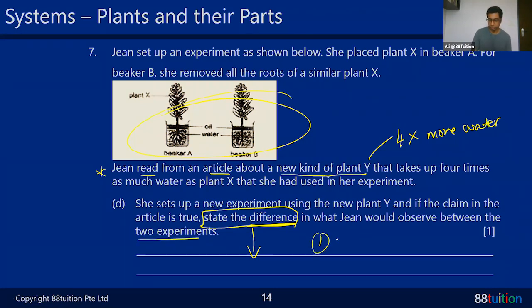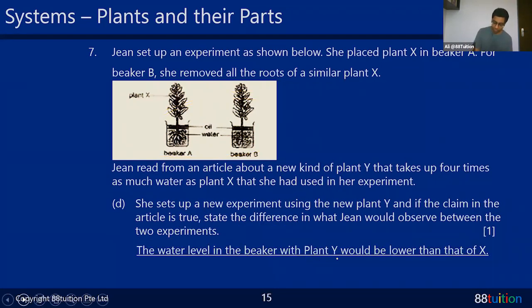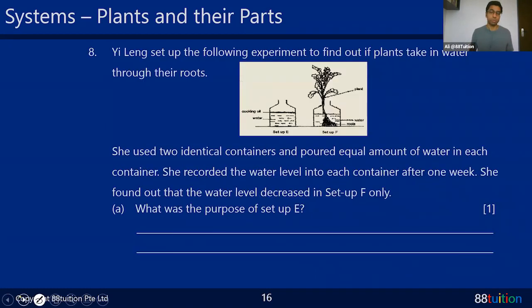Okay, experiment one, water level reduced, right? Experiment two, water level reduced a lot more. How many times more? Four times more, hopefully, because if the article is true. If the article is false, then she will not have observed more water being taken. Maybe she will observe the same amount, not four times, maybe three times. So the article is not true. But here we assume the article is true and it takes four times as much. So you just need to tell us the water level in the beaker with plant Y will be lower than that of X by four times. It is also okay if you write this down, because we already assume it's true. But of course, during the experiment, it's not exact. Roughly four times, roughly three and a half times is still fine. Because you need to repeat the experiment, remember? You can't just do the experiment once.